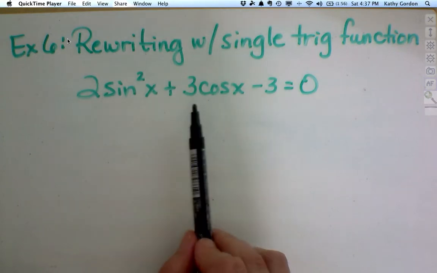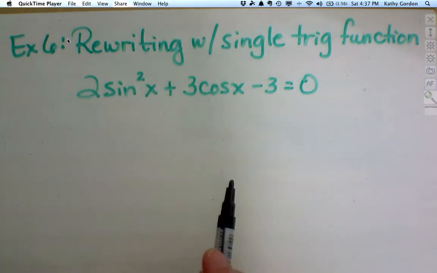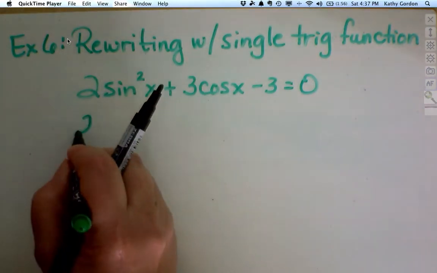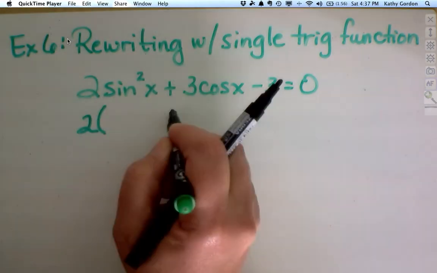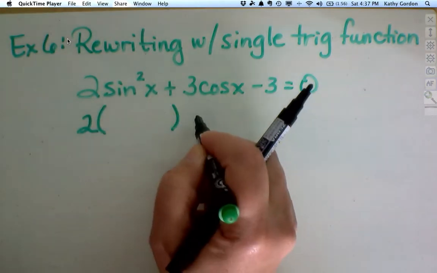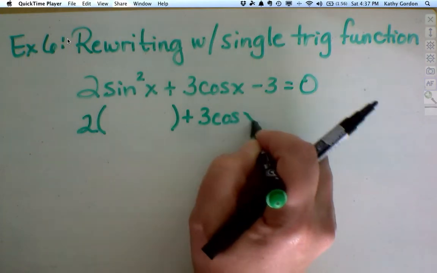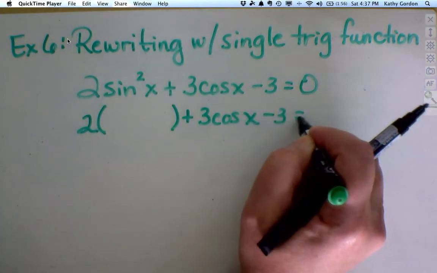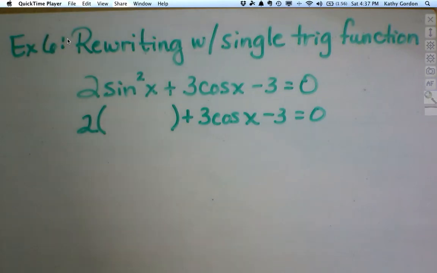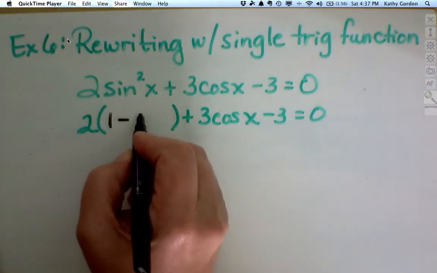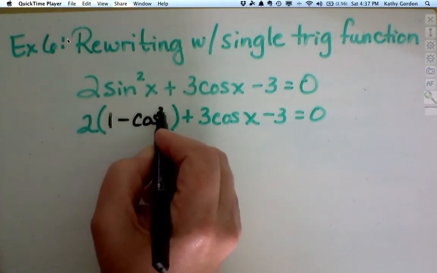So again, looking at your identities that you can use, I believe the best choice is to replace our sine squared of x, using the Pythagorean identity and replace it with 1 minus cosine squared x.